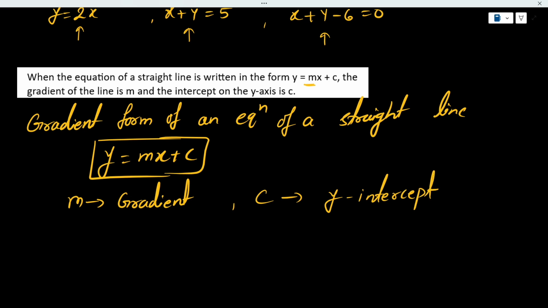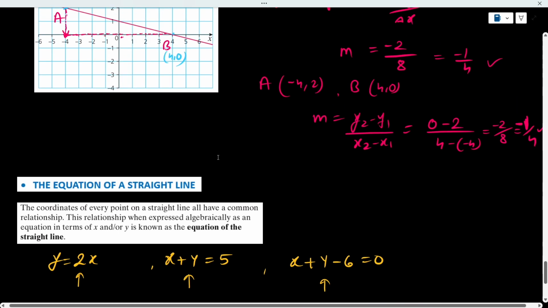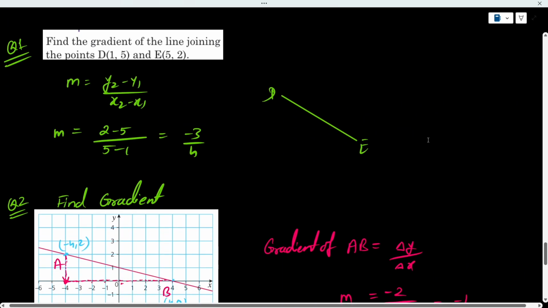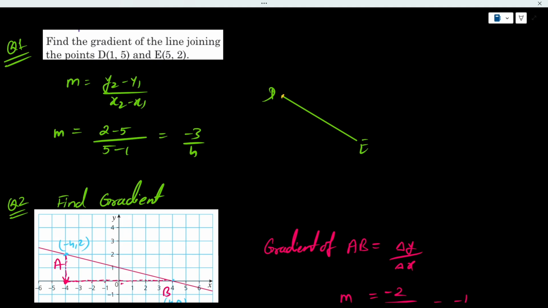Now how do we do it here? If the same question here, I have calculated the gradient. This is a straight line, you can see that DE is a straight line. So I have the coordinates, I have calculated the gradient. If I need to find out the equation of line DE, because this line can be extended infinitely, right? If I put an arrow here, that means it becomes line DE. How are you going to do it?